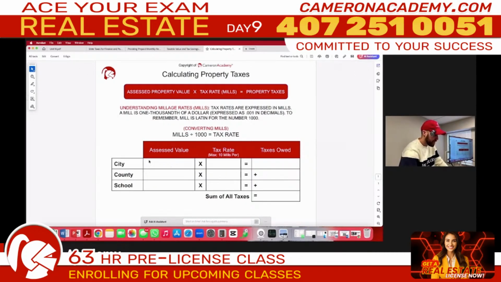Let's first identify, and I need you guys to have your calculators out and participate here. The assessed value for her property is 178,000, right? Are we clear on that?